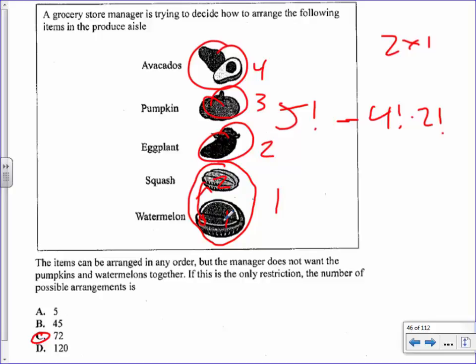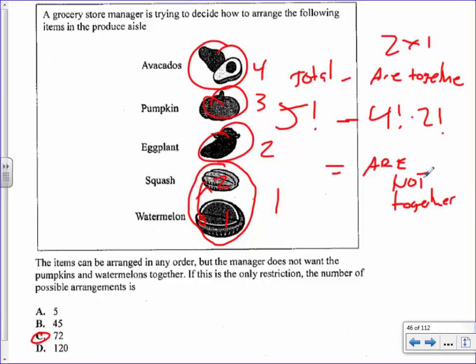I thought they said they don't want the pumpkins one mouse yet. Right. So then that's why you take the total and you minus the ones where they are together. And if you take all of them and subtract the ones where they are together, the result must be the ones where they are not together. Yeah, for sure.